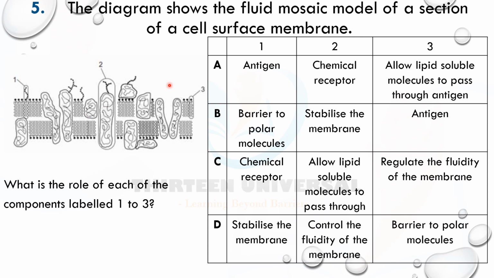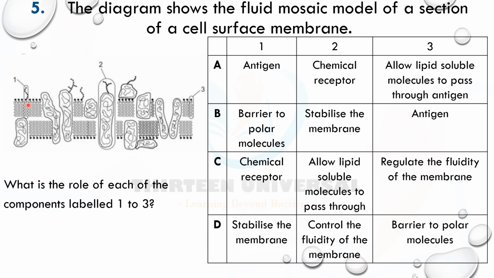Mosaic means that the protein molecules are arranged in a scattered way. So can you see they are scattered everywhere? That's mosaic. Then it asks, what is the role of each of the components labeled 1 to 3? 1 is glycolipid. Can you see? This is a glucose chain attached to a phospholipid. Glucose chain is glyco.